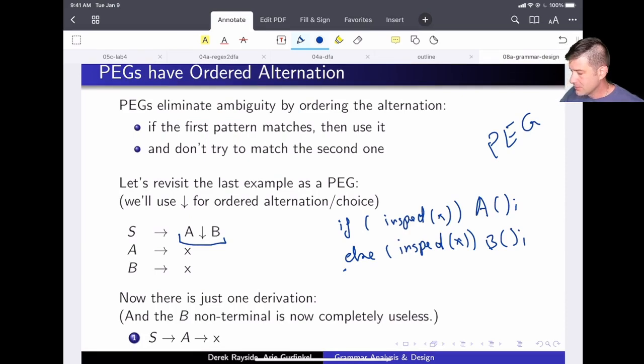Now, you won't really run into any of this during the labs. The only place where you're going to run into it is that you have to use first-of for the choice. But because our grammars are LL1, it really means that all of those conditions for different inspects will be disjoint. And so the fact that there's an else clause doesn't really do much.